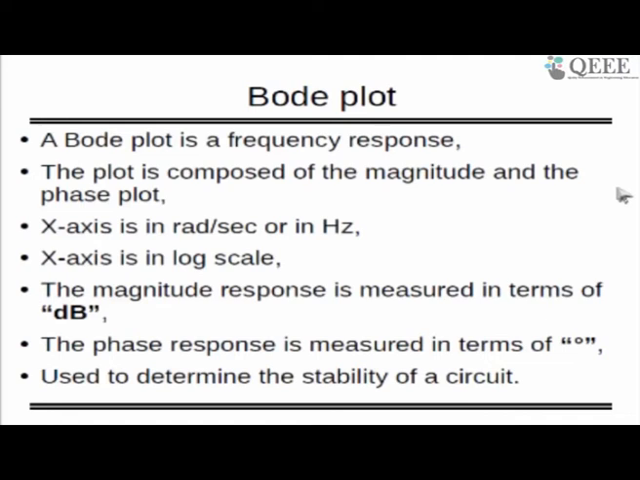So that Bode plot is the frequency response and it's composed of the magnitude and the phase plot. The x-axis will be radian per second or in hertz, and the x-axis is in log scale. And the magnitude response is measured in dB. dB is 20 log V out by V in. And the phase response is measured in degrees, and this is used to determine the stability.